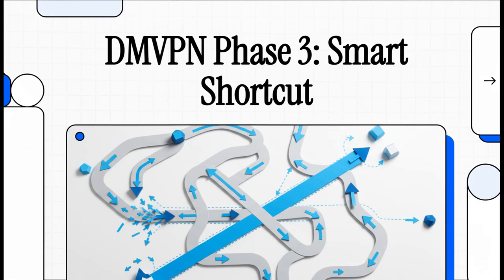All right, let's talk networking. We're always looking for that smarter, faster path for our data, right? Well, today we're going to break down a really brilliant piece of engineering that does exactly that. We're talking about DMVPN Phase 3. Let's dive in and see how this thing creates the ultimate shortcut for network traffic.